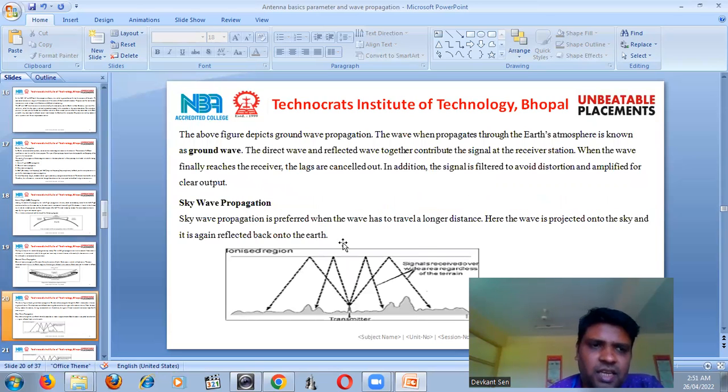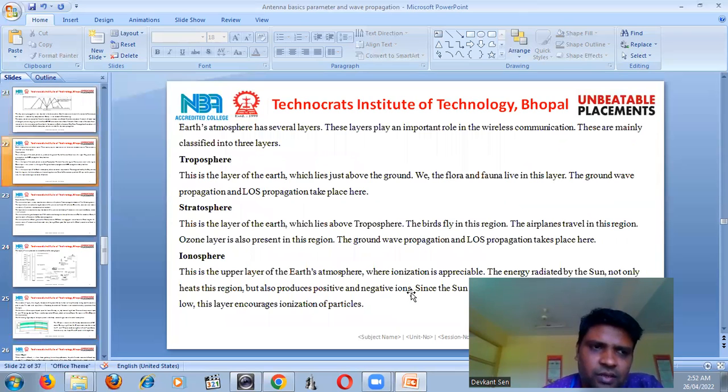Sky wave propagation. Sky wave propagation is preferred when the wave has to travel a longer distance. Here, the wave is projected onto the sky and it is reflected back to the earth. Look at this diagram. The wave is reflected from the earth and sky and reaches the receiver. This one is the sky wave propagation. There are some layers present in our atmosphere: troposphere, stratosphere, ionosphere. All of you know about all these layers.